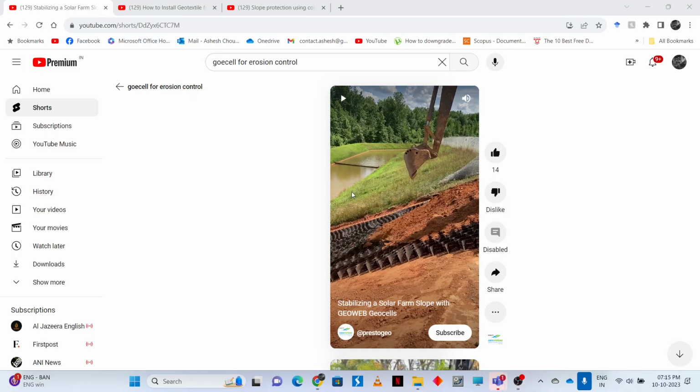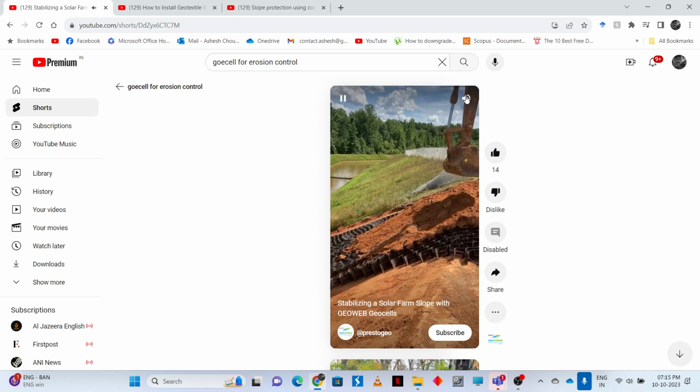Okay, so here in this particular video, you can see that we have a slope, and see, if you see this part, so nicely this vegetation has grown over the slope, right? Here we have the original slope. Over that we have put some geocell, and this geocell is filled with soil. After some time, naturally, very beautiful vegetation has grown over it.